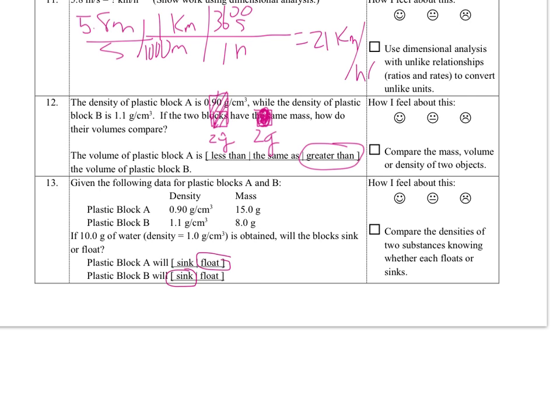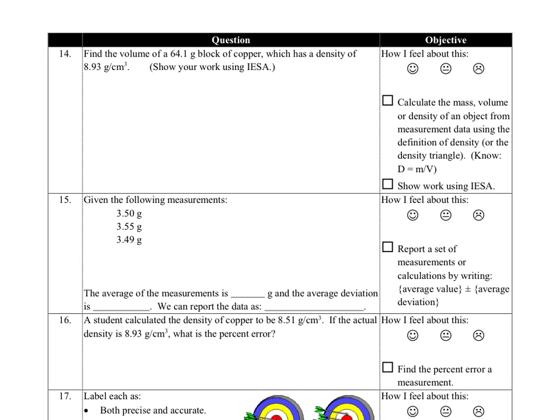If they asked us about the volume, anything about the volume, we could figure out volumes because we have the densities and the masses, and because density equals mass divided by volume. But the masses are unnecessary in this case. This is a very tricky question. Okay, I'm going to go on to the next page. Number 14.